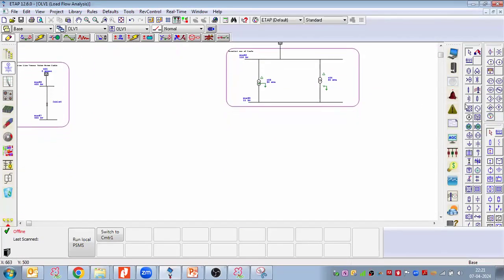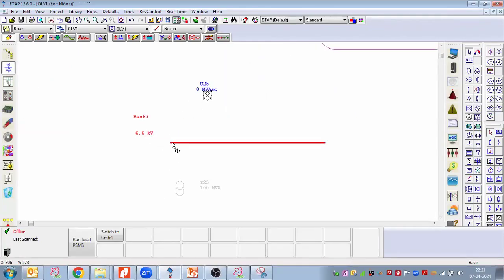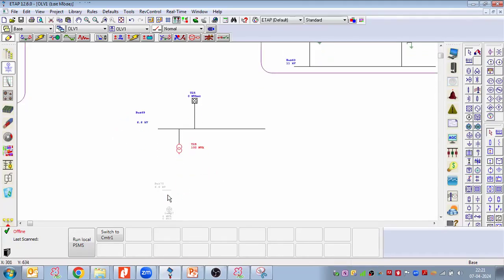Here we have a source, then a bus, then a transformer, then again a bus, and then some load. Let us take some load as well, right? So taking 6.6 kV, connecting this source to this bus, connecting this to this transformer, taking the bus here, and taking a lump load connected here.